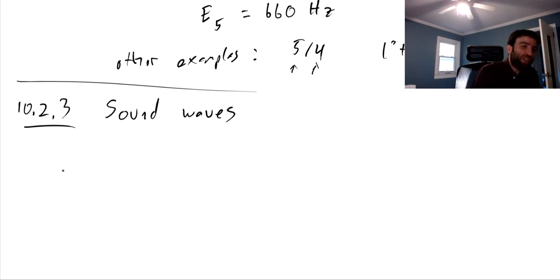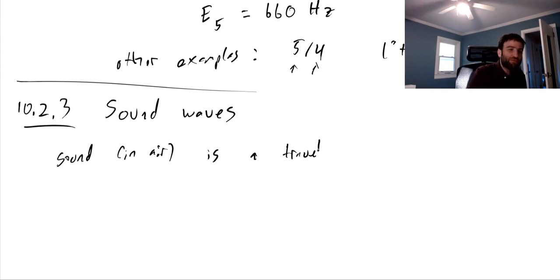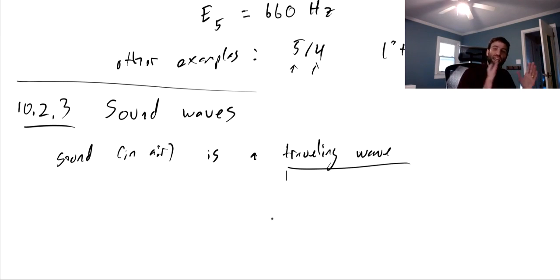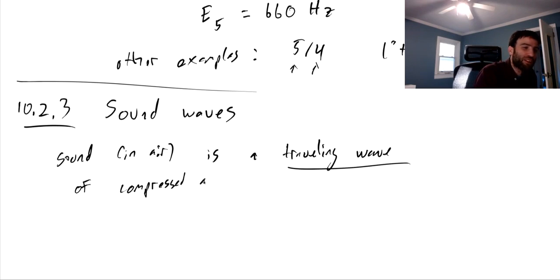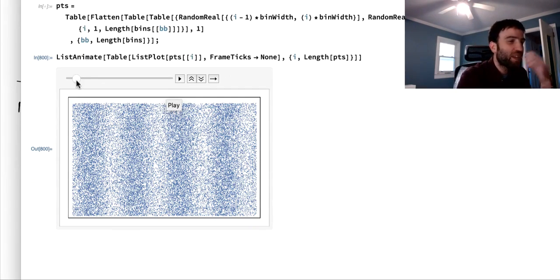What's actually moving? So sound, let's say in air. I'll talk about everything as if we're just thinking about sound in air, but sound can travel through any material: gases, liquids, solids, and so on. Sound is a traveling wave of basically compressed and rarefied, or less dense, air. Okay.